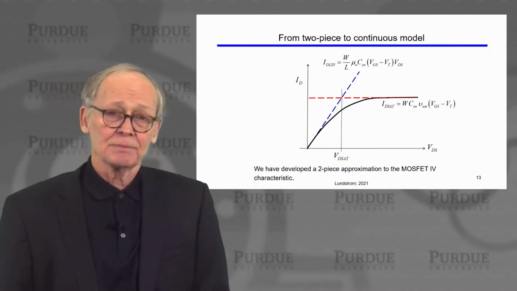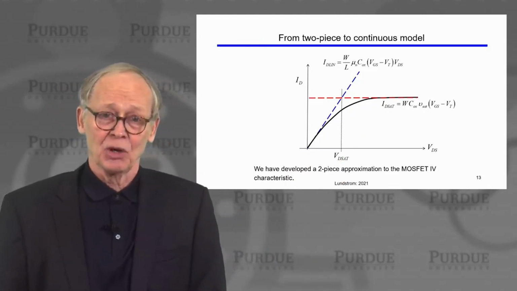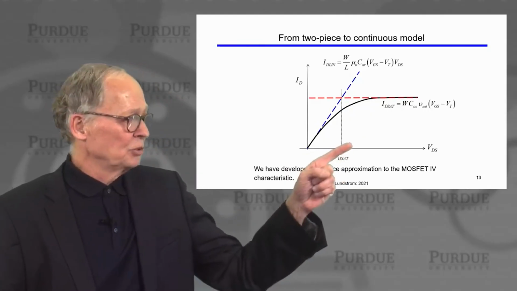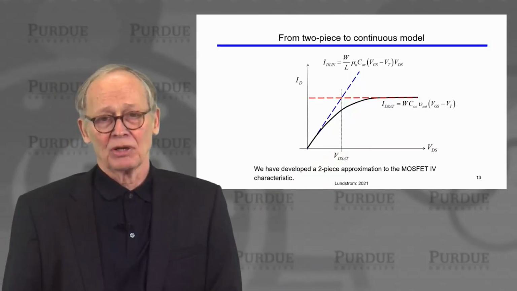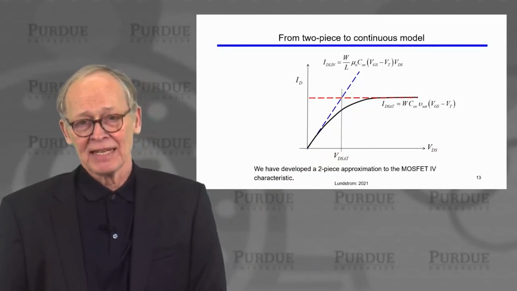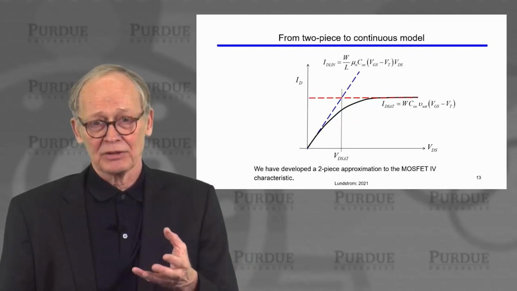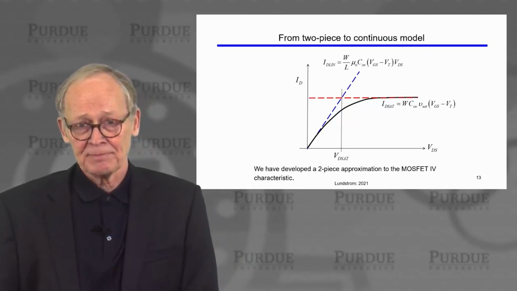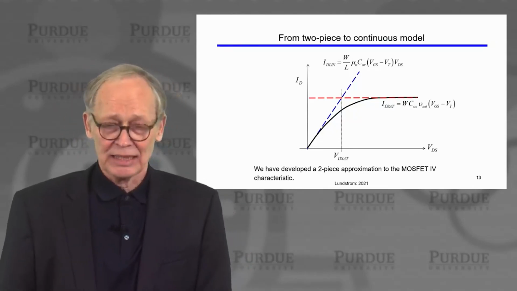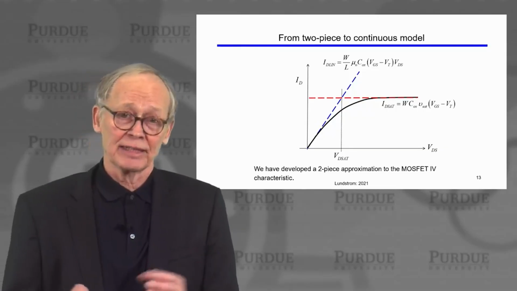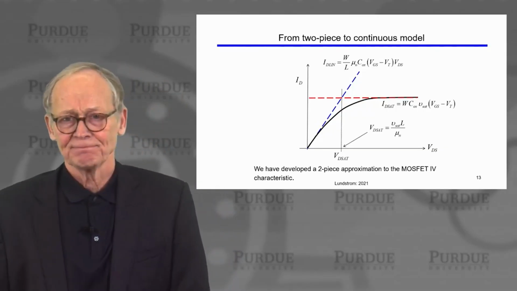Well, the actual current is going to be the smaller of the two, and those two currents meet at what we would call the drain saturation voltage. If the voltage is less than that, we use the linear regime. If it's greater than that, we use the saturated model, and we can smoothly connect one to the other and get a smooth characteristic.